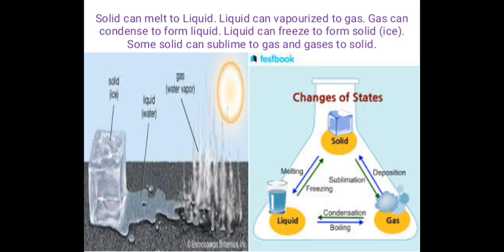In this picture, you can see solid ice melting to liquid water and liquid water vaporizing to water vapor. Then in the picture on the right, you can see changes of state: a solid melting to liquid, liquid boiling to gas, gas depositing to solid, and equally a liquid can freeze to solid, a solid can sublime to gas, and a gas can condense to liquid.